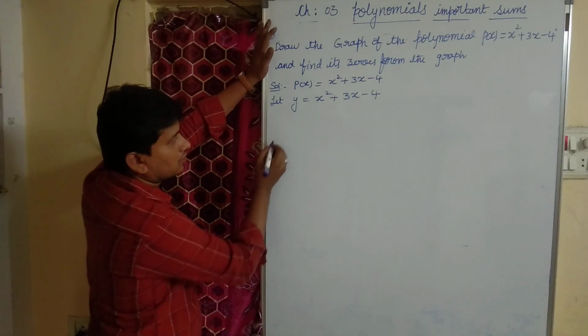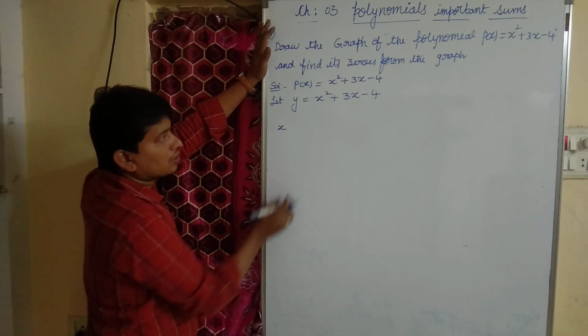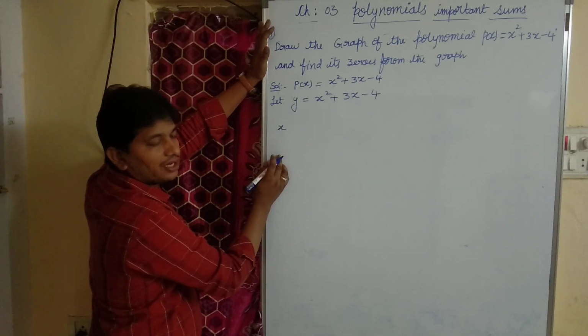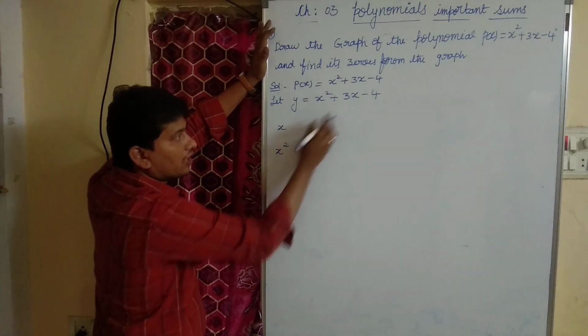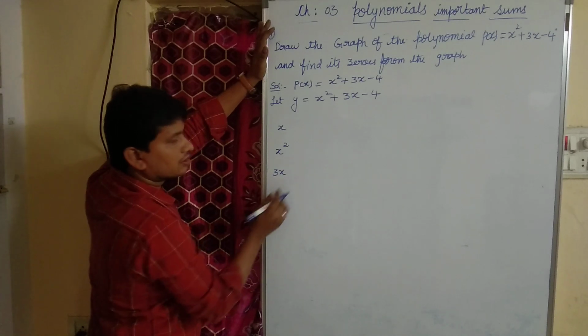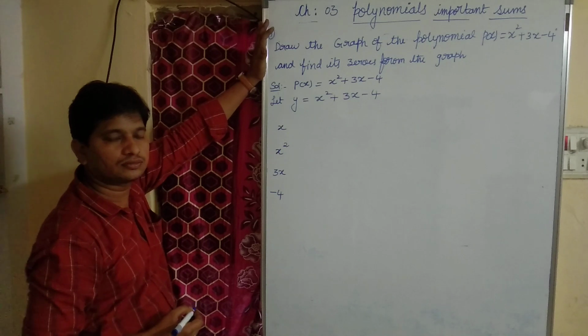So this is our x. We have x square, and then we have 3x, and then we have minus 4. Right?